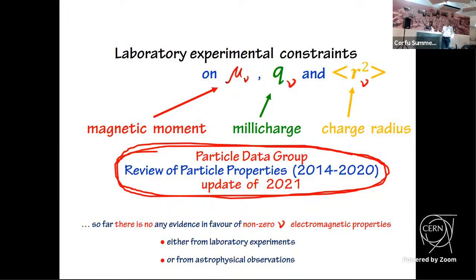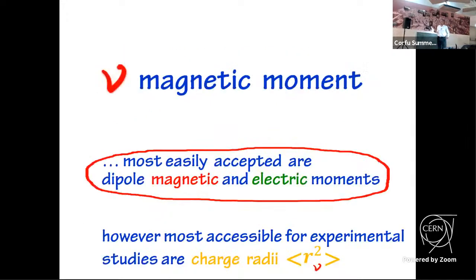So now I would like to flash the laboratory experimental constraints on magnetic moments, charge radius, and millicharges. It is also included in the table of particle properties published regularly by the Particle Data Group. Well, I would like to underline once again that so far there is no indication, neither from experiments in the laboratory on Earth, nor from astrophysical observations, in favor of non-zero neutrino electromagnetic properties. We have only constraints. There is one exception, xenon. I will comment on this later on.